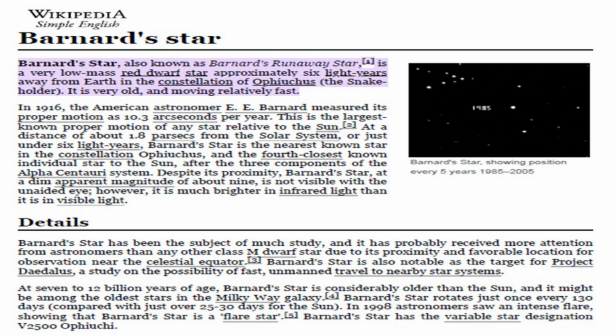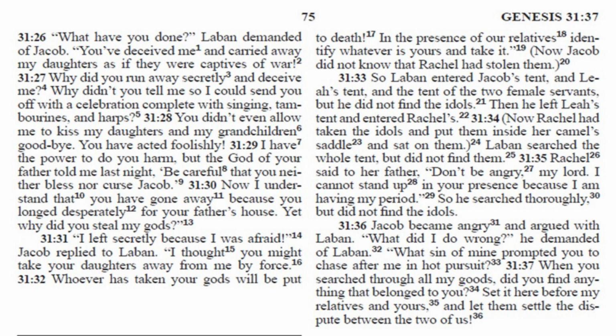The other older red stars in the neighborhood of Barnard's star are his relatives who came along with him from Paddan Aram. According to the verse number 26 to 30, after inquiring the reason for leaving Haran without informing him, Laban asked Jacob why he stole his gods.